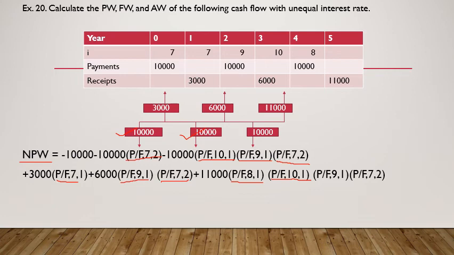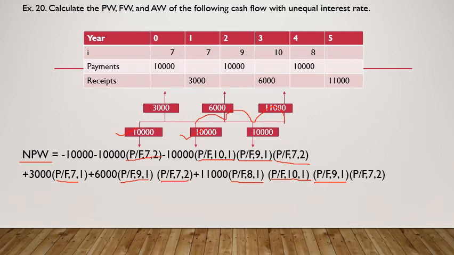Between 3 to 0, is it uniform? No. 2 to 3 it is 9. So again for 1 year I use the factor P by F comma 9 comma 1, because the rate of interest is 9. Now I am at t is equal to 2. First from 5 I jumped to 4, then to 3, then to 2. Now I am at 2.